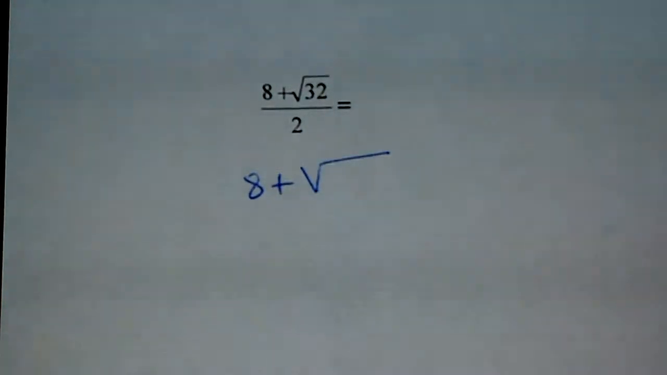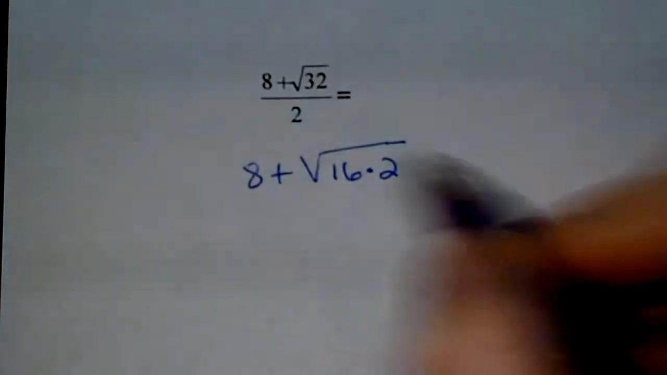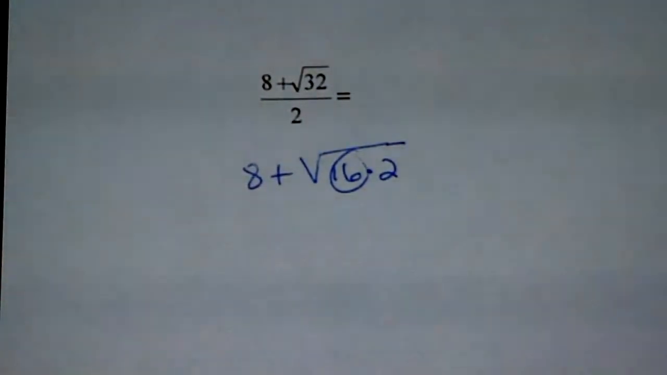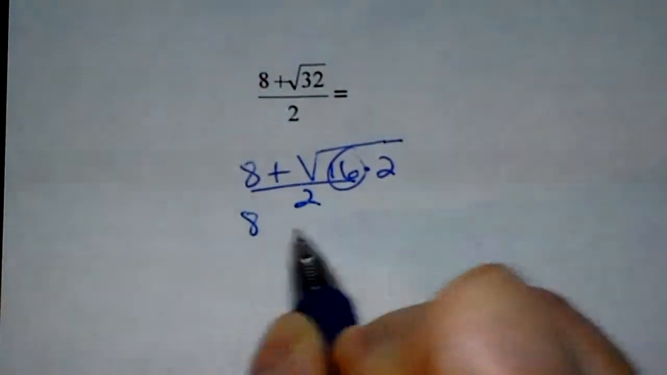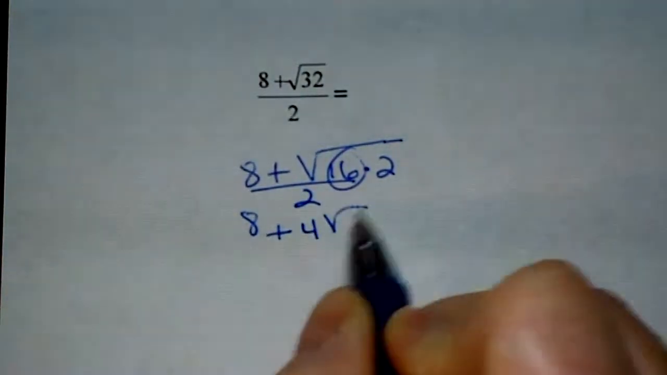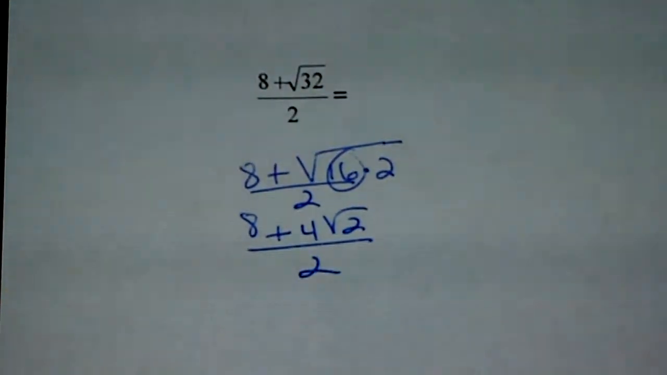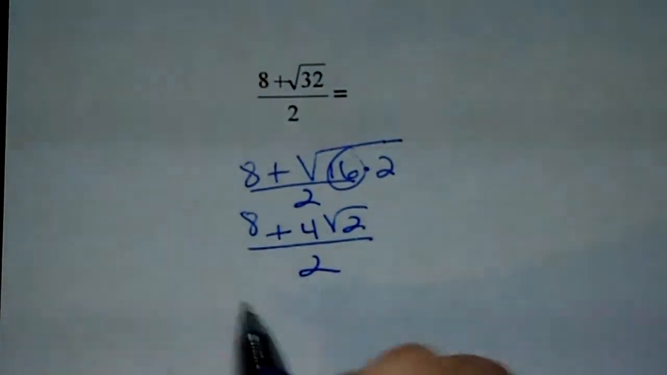What are you thinking for 32? I know you're probably thinking 8 times 4, but wouldn't 16 times 2 be even better? Because 16 is the largest perfect square that divides into 32. So, oops, I gotta write that 2 there. So I really have the 8 plus the square root of 16 is 4, and I'm left with 2, and this is over 2. Now I'm seeing the 8 and the 2 and the 4 and the 2, so I'm going to break this up.